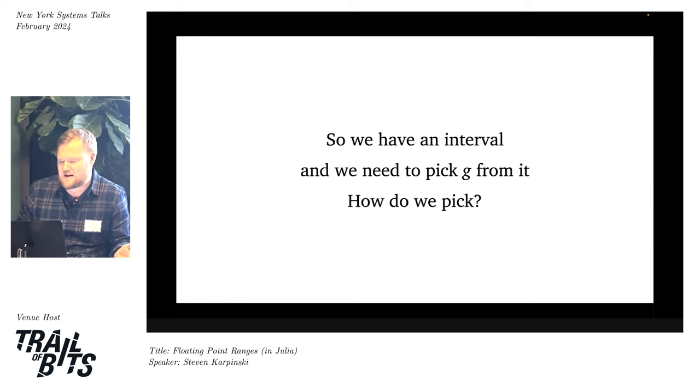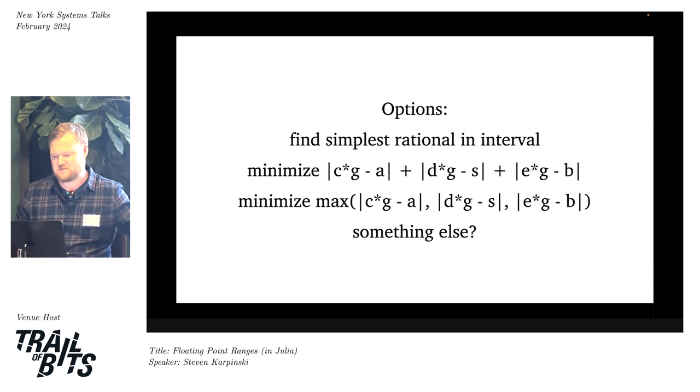How do we pick G? This is where we've kind of reached the end of what I'm sure of. One option is to find the simplest rational in the interval, do the same kind of rational lifting thing that we were doing in the hacky version that is the current Julia implementation. That might work. Or maybe we want to minimize the error from the given floating point numbers we got. I don't know. I have to test a little bit and see what happens.